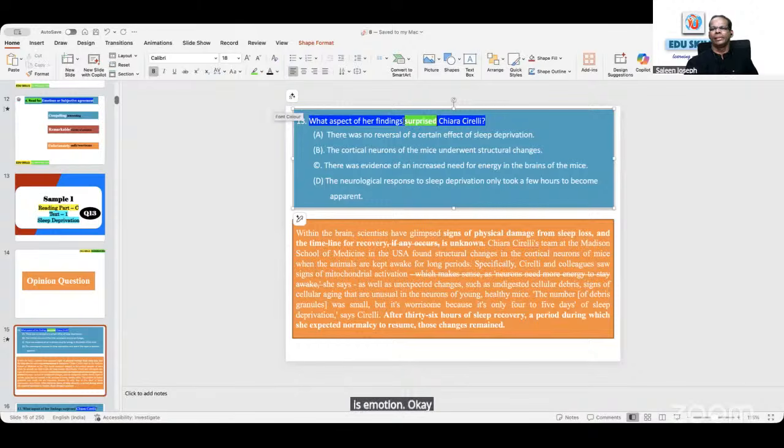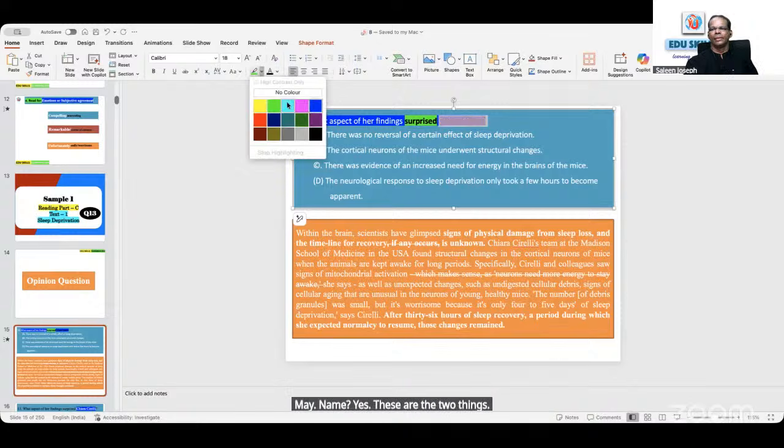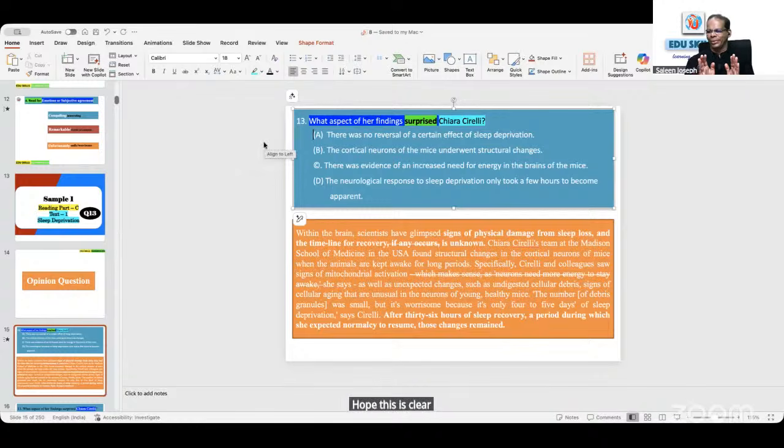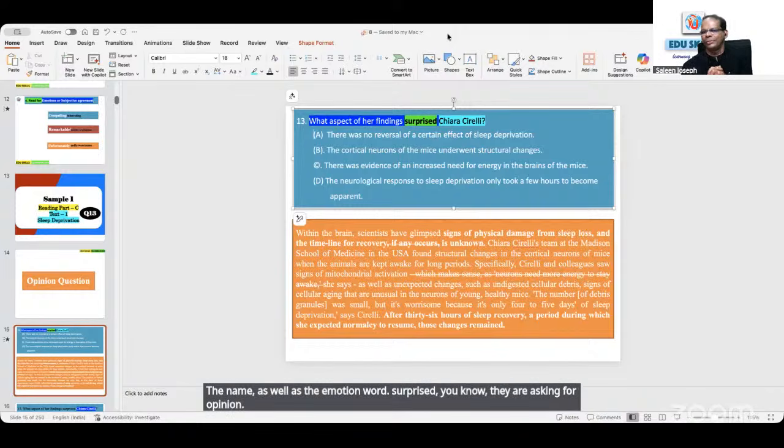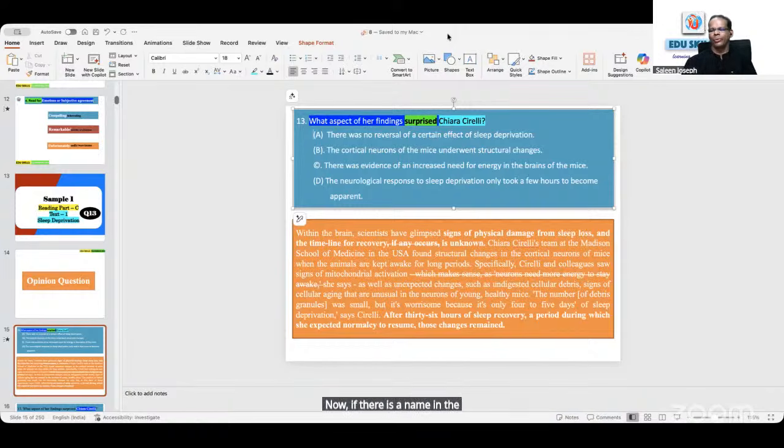Okay, surprised. And the other one is name based. The name. Yeah. This one is name. These are the two things. Hope this is clear. So looking at these two things, the name as well as the emotion word, surprised, you know they are asking for opinion. Now, if there is a name in the question stem, your first business is to look for that name in the text.